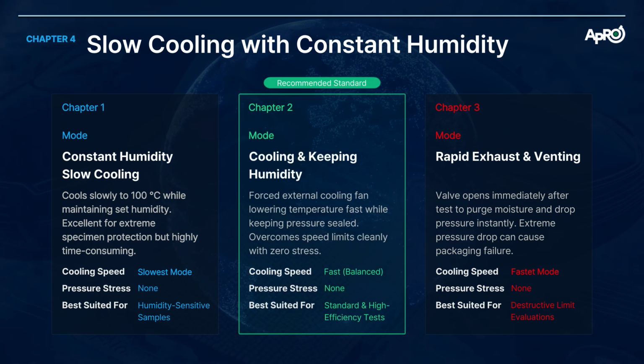Chapter 2 combines the advantages of both approaches. It cools the chamber much faster than Chapter 1 while maintaining a stable pressure environment. At the same time, it greatly reduces the physical stress associated with Chapter 3. In other words, it provides the best balance of cooling efficiency, sample protection, and test productivity. For this reason, cooling while keeping humidity is generally recommended as the standard cooling method for most HAST reliability evaluations.